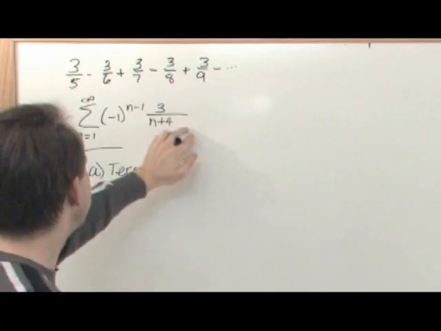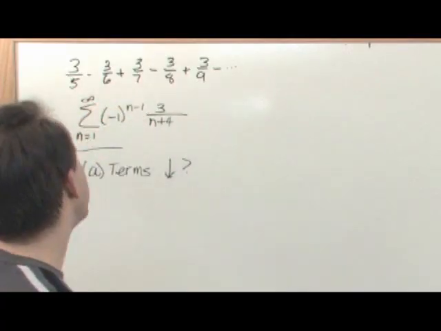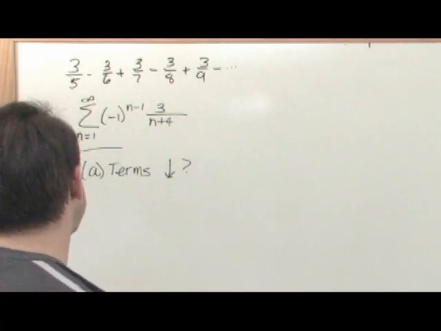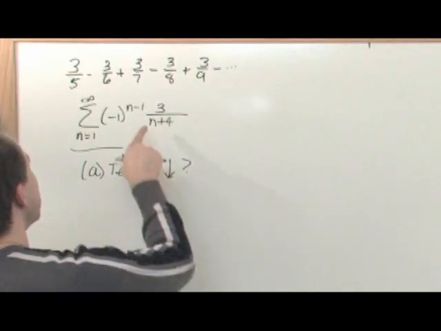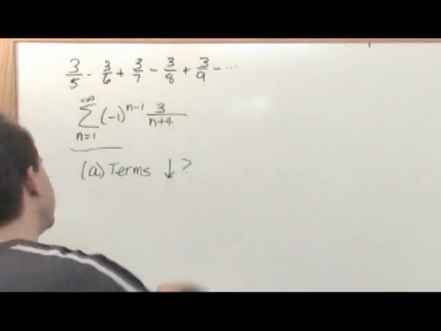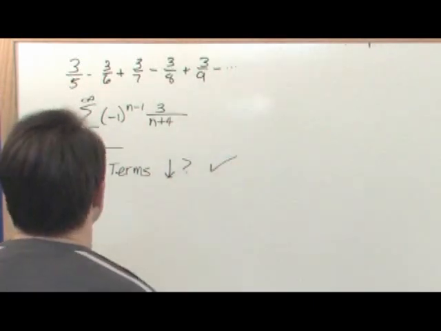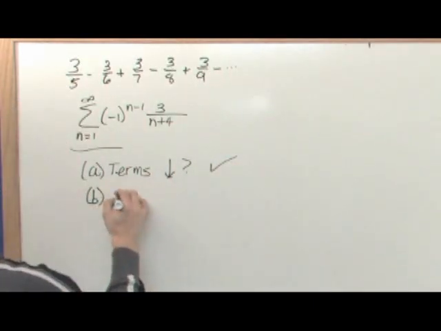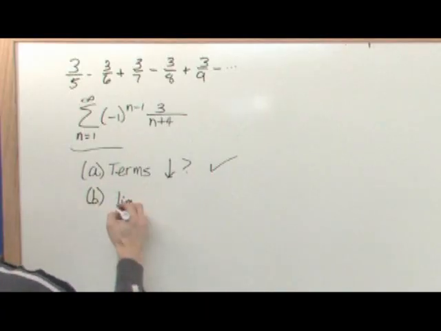I'm just talking about this part. Everything other than the alternating part of it, does it decrease? I think you can convince yourself pretty easily that they do go down, because as n increases, this denominator gets bigger, and this is going to go down, down, down.